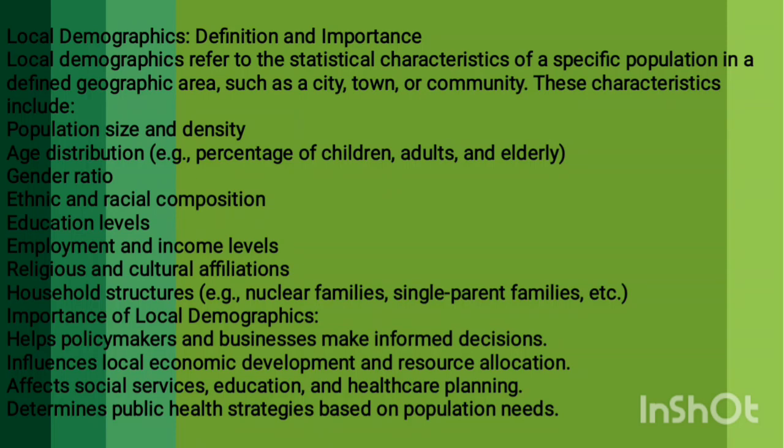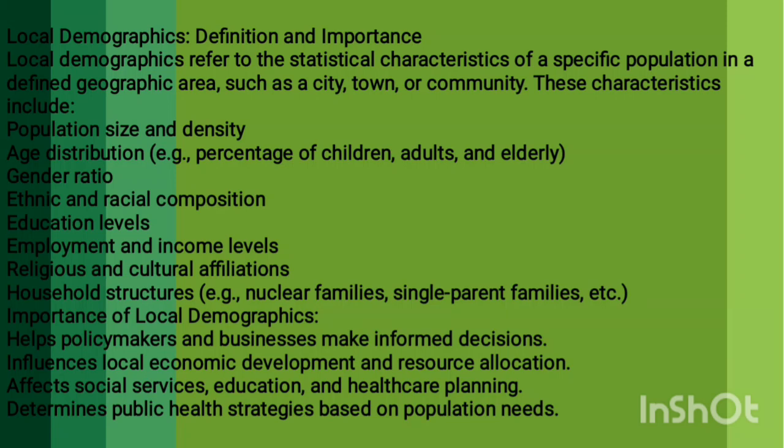Next one is age distribution. That means the number of children, adults and elderly people. Next one is gender ratio. That means the proportions of males and females. Next one is ethnic and racial composition. That means the different cultural and racial groups in the community. Next one is education level. It means the percentage of people with different levels of education.